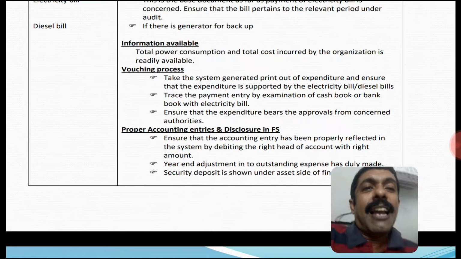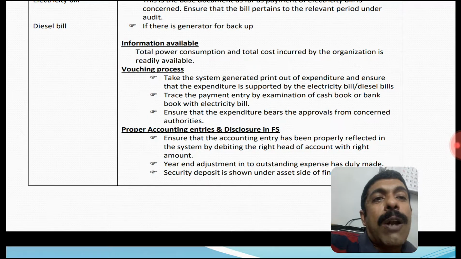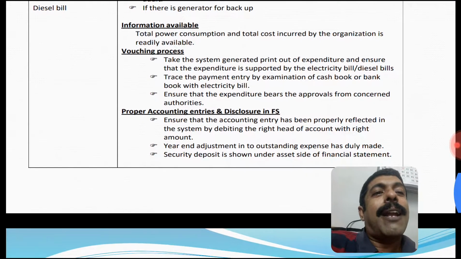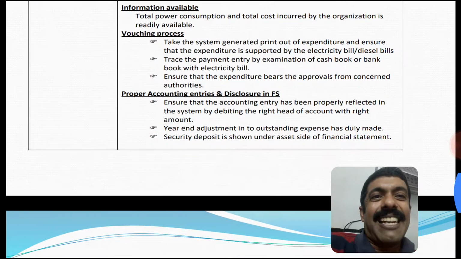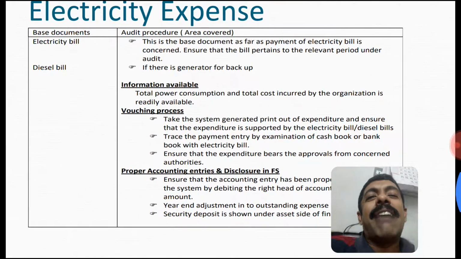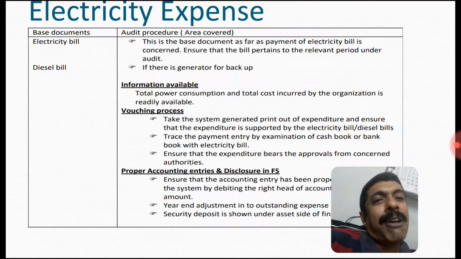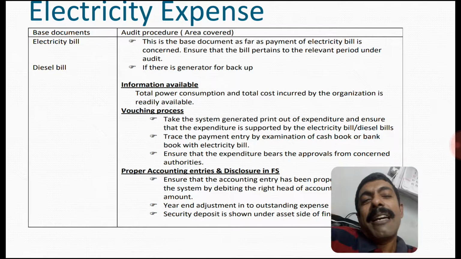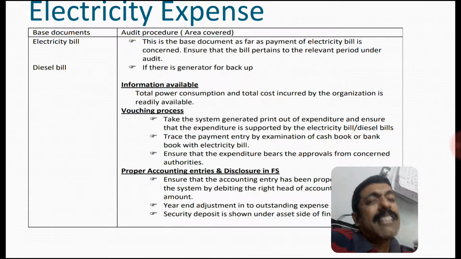What information is available? Total power consumption and total cost incurred by the organization can be readily available if we check the electricity bill. Some information will be available if we check the expenditure bill. Whichever expenditure bill you check, you will get information.